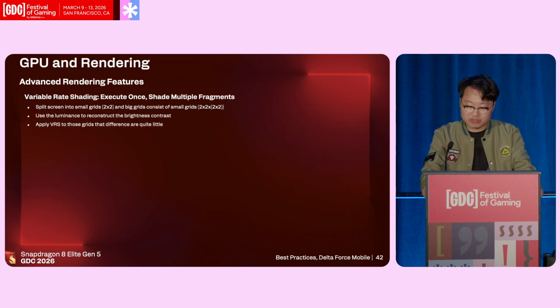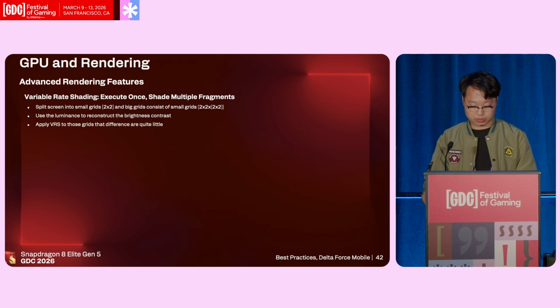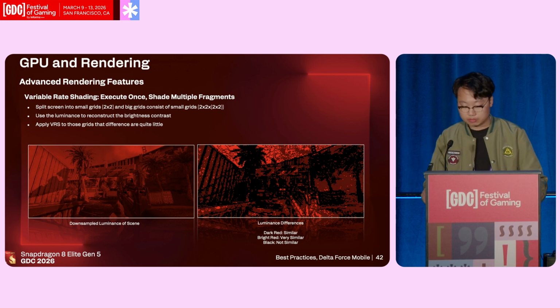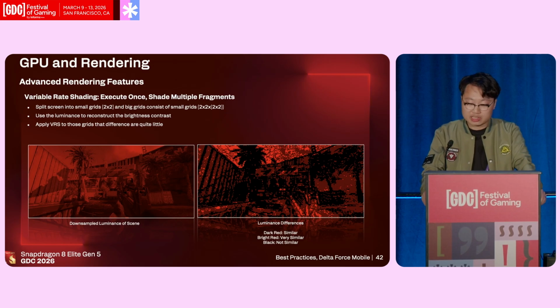Our approach is to divide the screen into small tiles and then group them into larger ones. Each small tile records its luminance during the previous frame. In the current frame, we compute the color variance among the fragments within each tile. If the color variance within the tile is very small, that means the pixels are visually similar, right? For those tiles, we can apply 2x2 or even 4x4 VRS shading rates.